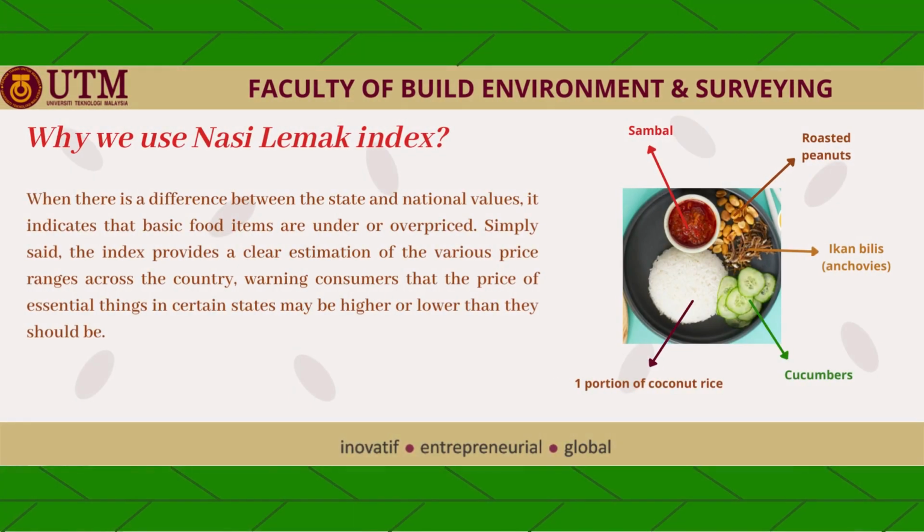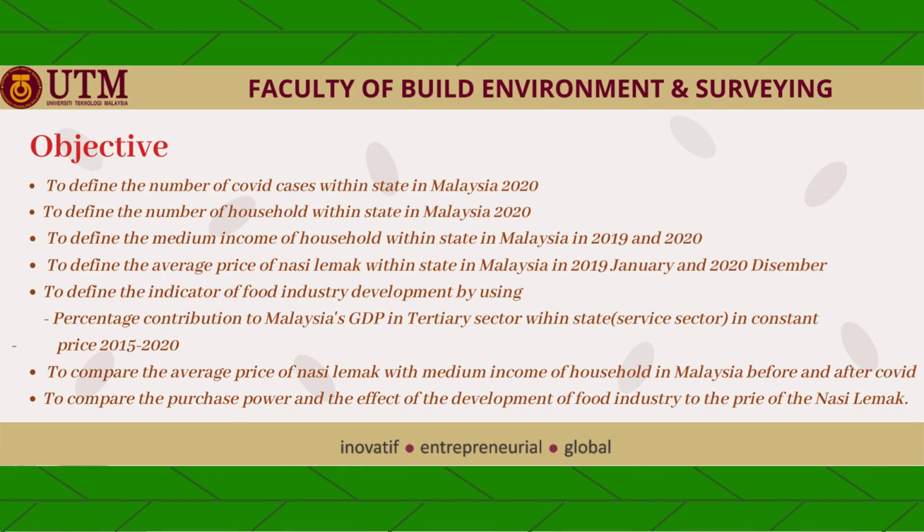When we use the Nasi Lemak index in this project, a difference between the state and national values indicates that the basic food items are underpriced or overpriced. Simply said, the index provides a clear estimation of the various price ranges across the country. It will also warn consumers that the price of essential things in certain states may be higher or lower than they should be.